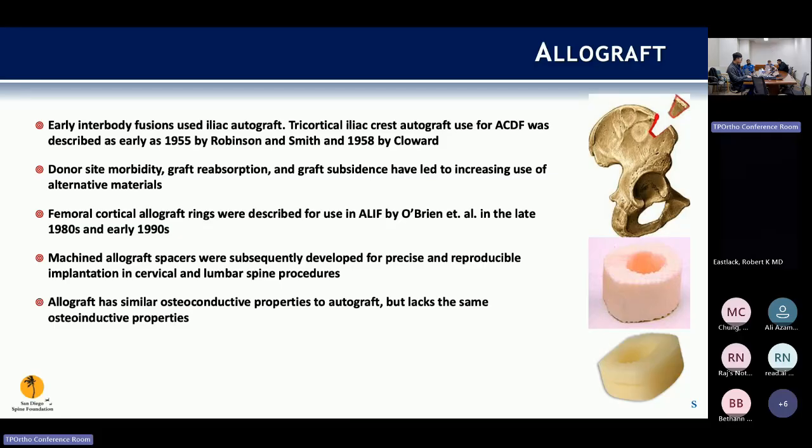Historically, rigid structural allografts were widely used, including femoral cortical ring grafts. They provided stability, but had some issues with graft resorption, as well as subsidence. Autografts had donor site morbidity. These drawbacks led to exploration of synthetic materials, for consistency and for looking into biointegration.